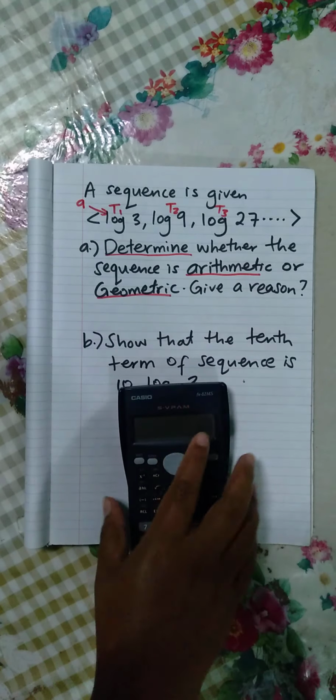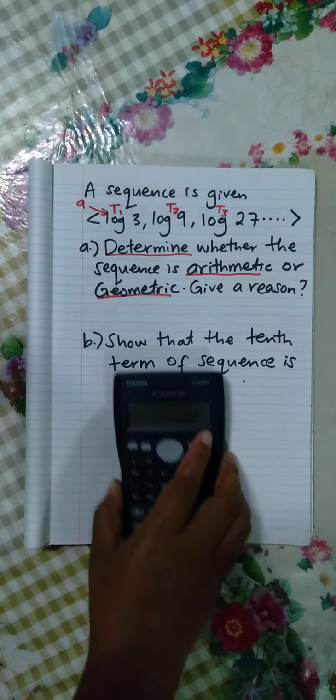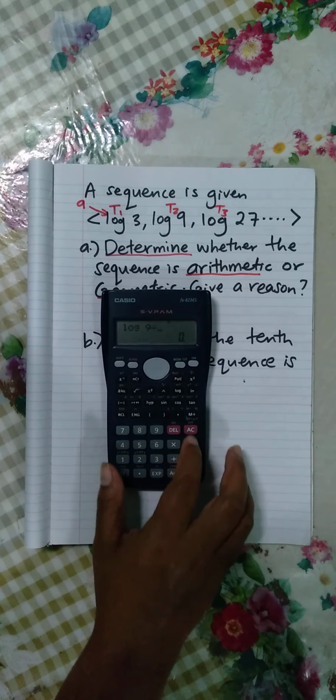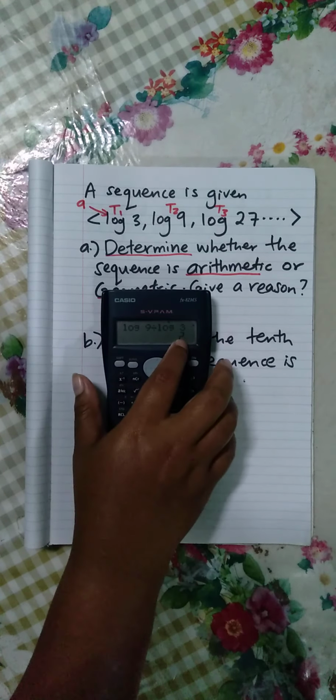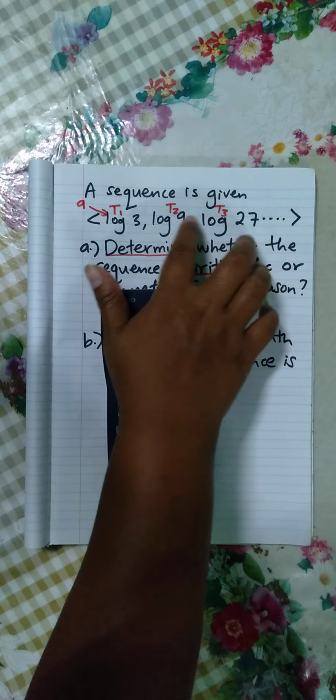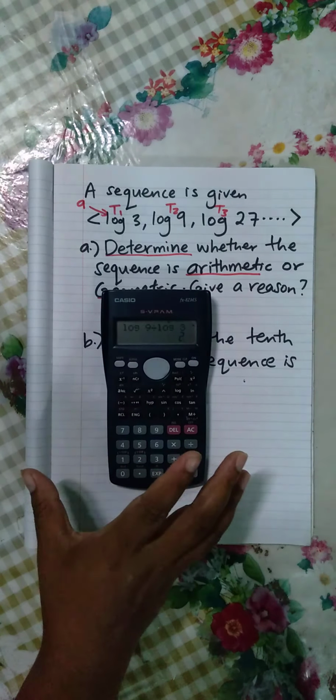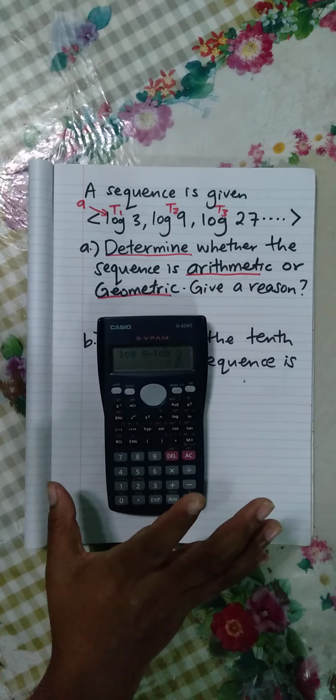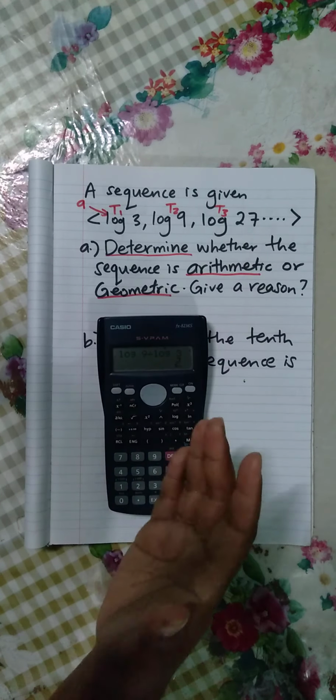That means we have to divide T2 by T1. That means log 9 divided by log 3. So the answer is 2. T3 divided by T2: if it is also 2, then the sequence is geometric. If it is something else, then that means this sequence is not geometric.